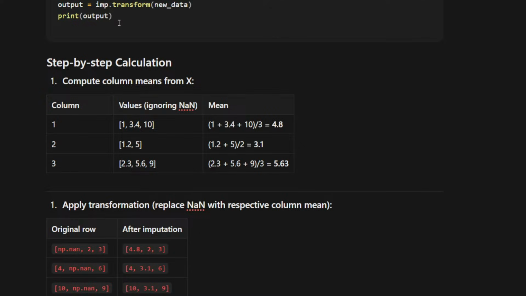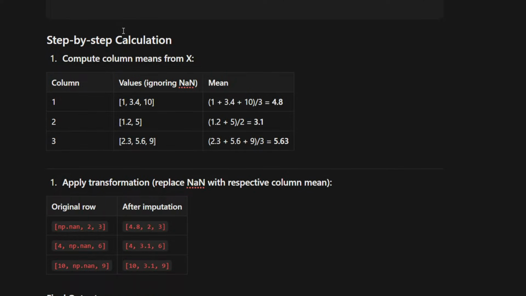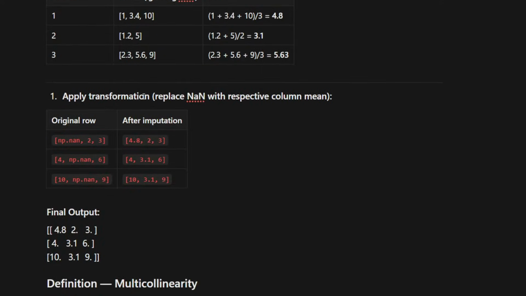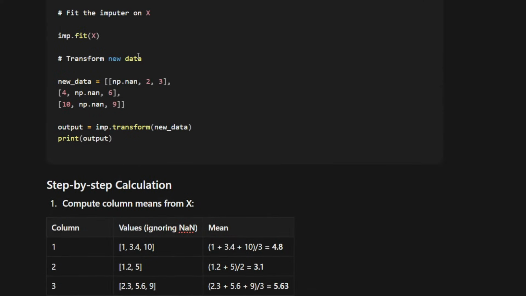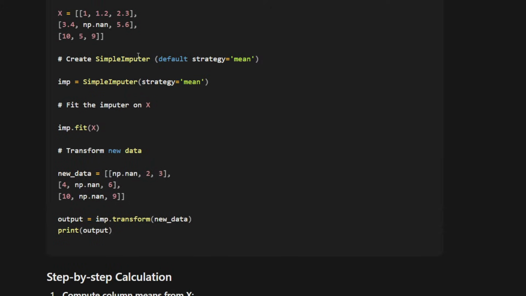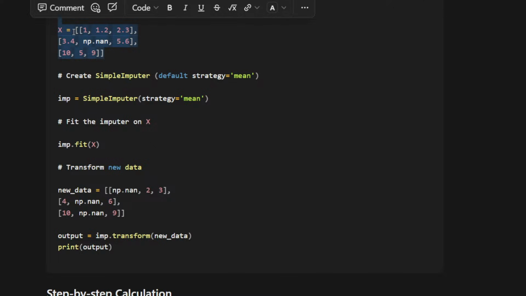I forgot to include the sample output also for this, but in your exam make sure that you write the sample output also. Wait, okay, never mind, I included the sample output myself. So if you want, I'll show you the working also. So this is the data on which the simple imputer was fitted.